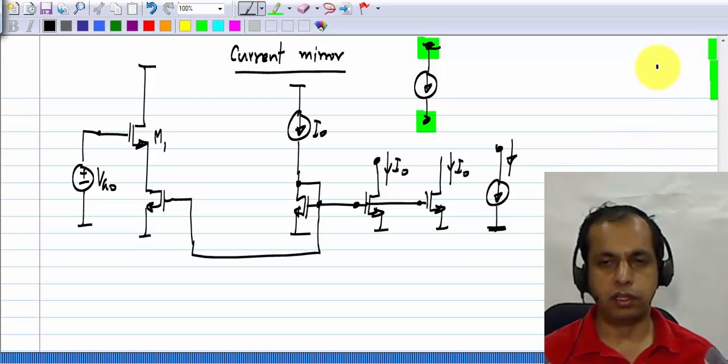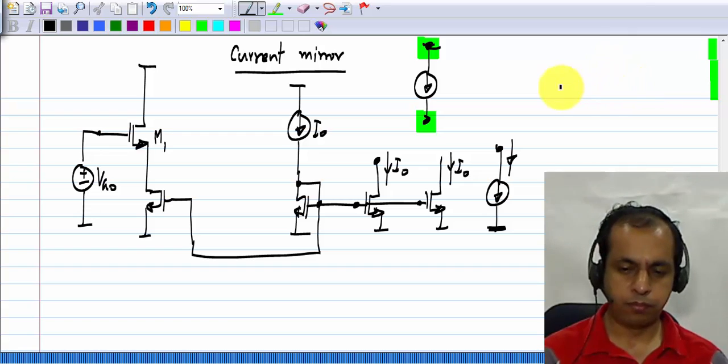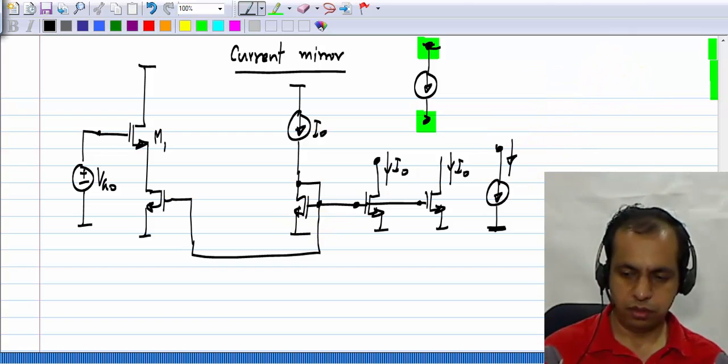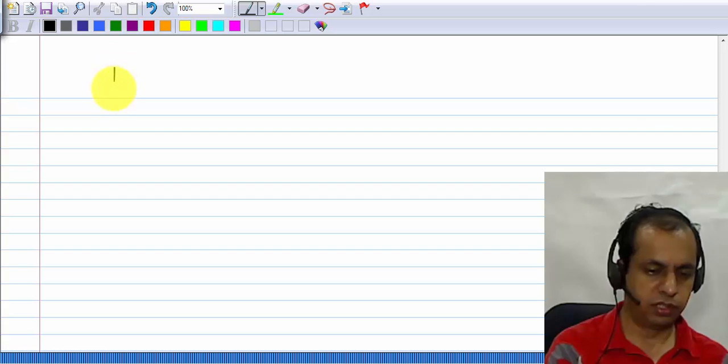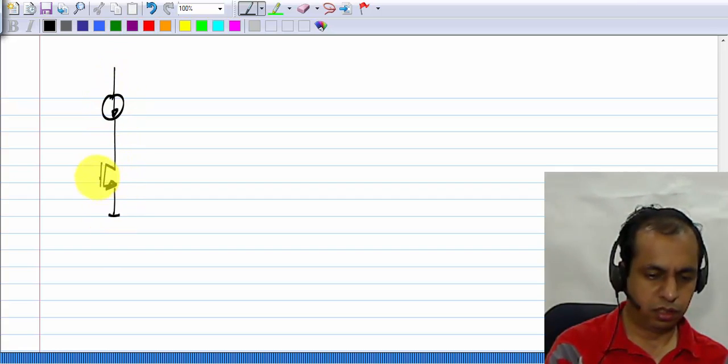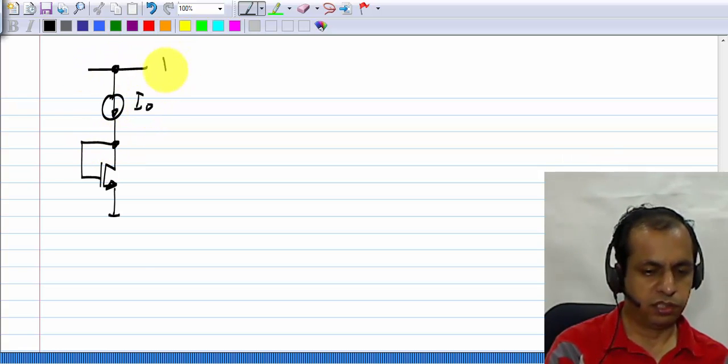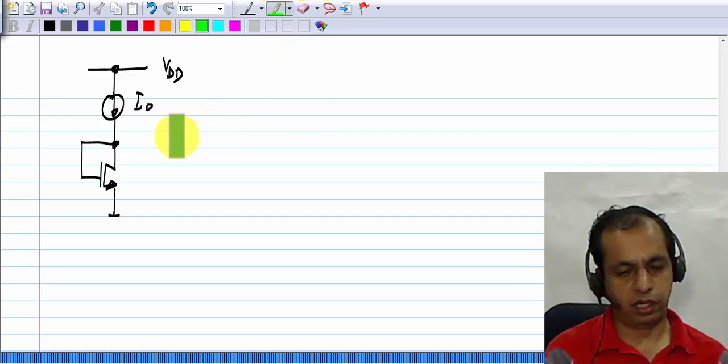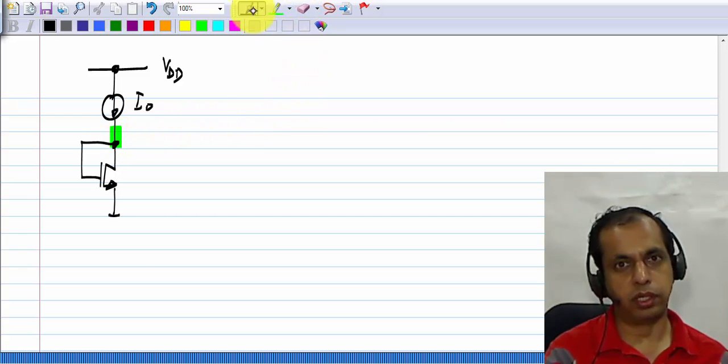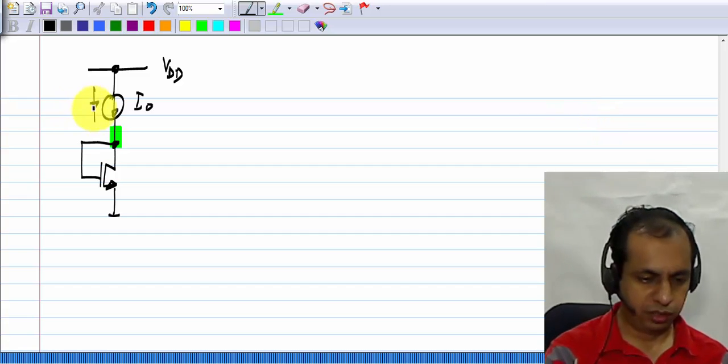Now if you look at the case of drain feedback, the circuit was like this, where this is the supply voltage VDD and current has to be pushed into this node. We need a current source in this polarity. How do we make that?